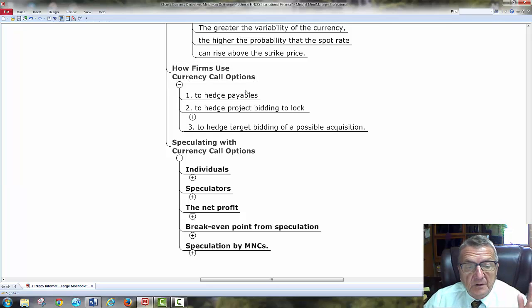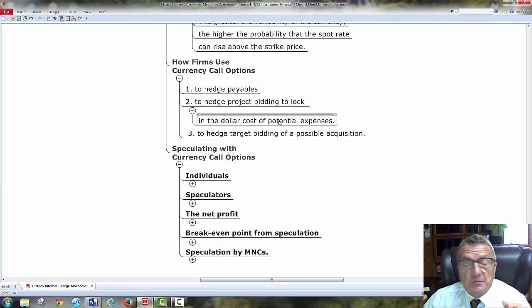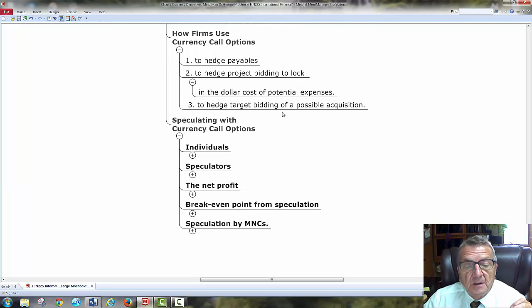Now, how do firms use currency call options? They use them for three items. To hedge payables, to hedge project bidding, to lock in the dollar cost for potential expenses. Remember, you're looking at different countries. How do I lock these in? The currency call options. I want to always protect myself. And to hedge target bidding of a possible acquisition.